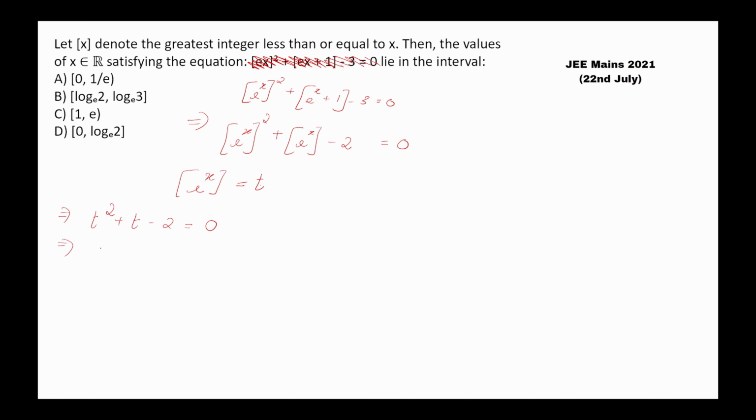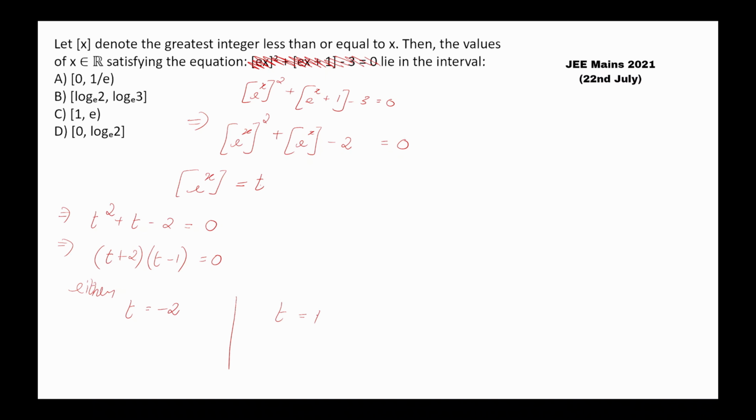So from here I can see what my values or my factors are. This becomes t plus 2 and this would become t minus 1, is equals to 0. So either t is equals to minus 2 or t is equals to 1.